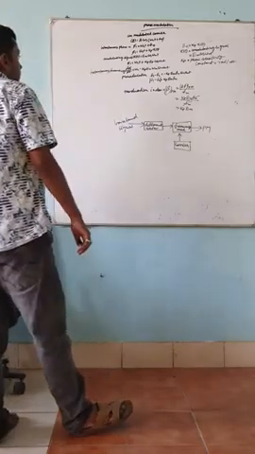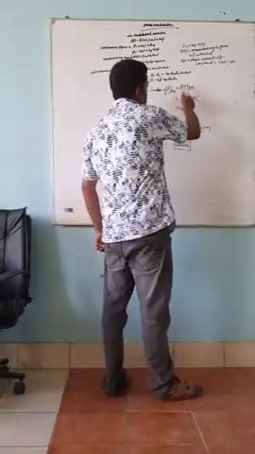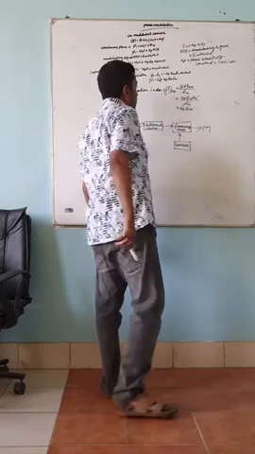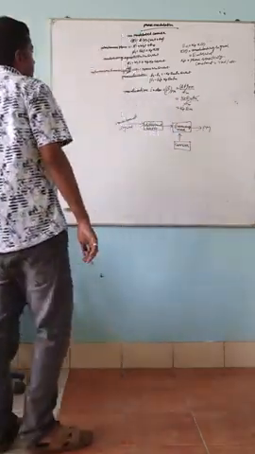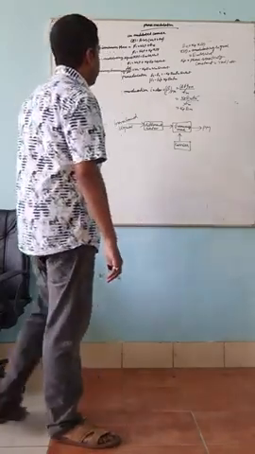Now modulation index will be phase deviation divided by maximum modulating frequency. So kp into Em into fm divided by fm. Fm and fm will cancel out. This is kp into Em.